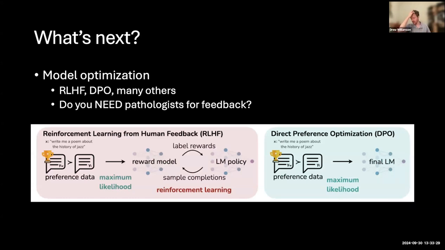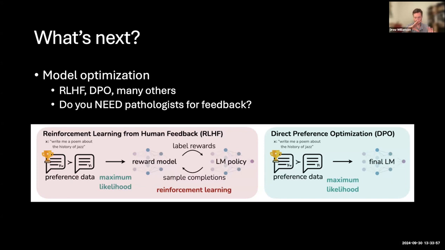All right, just talking about what's next very briefly. I think one thing that should definitely be talked about is this idea of model optimization. GPT-4v and Claude and Gemini and all these use a bunch of techniques to make the responses better for humans. There's reinforcement learning from human feedback, which is probably the biggest one. Then there are some competitors with that, like direct preference optimization. Here, that's really hard for us.